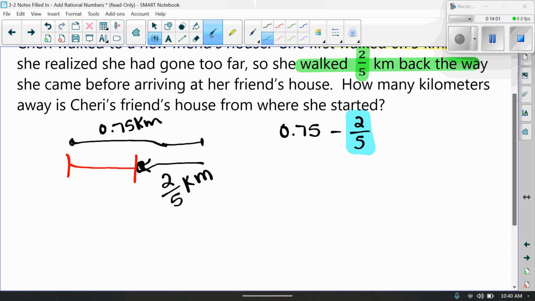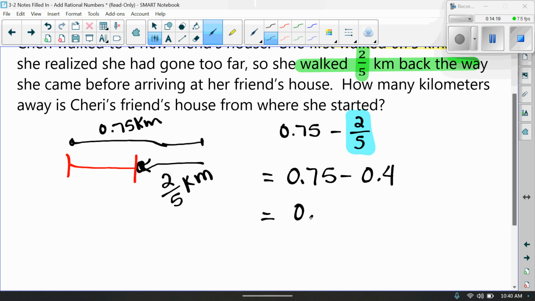0.4. Very good. So here we've got 0.75 minus 0.4. And now, put that in your calculator and tell me what you got. So this is going to be equal to 0.35 what? Kilometers. Very good. 0.35 kilometers. So she is 0.35 kilometers from where she started. Is everybody clear?